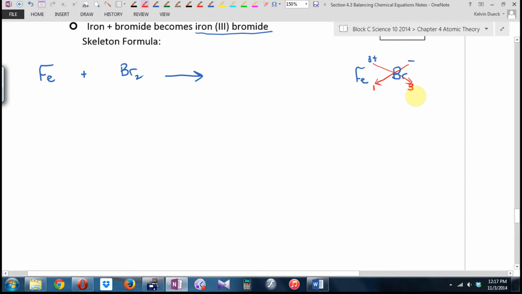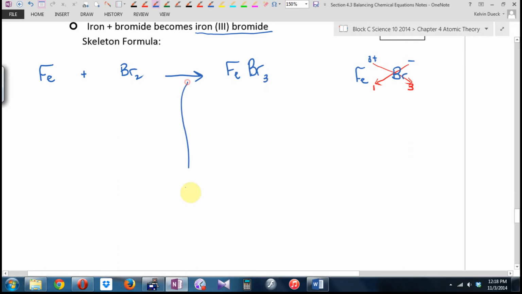So my skeleton equation for iron plus bromide becomes iron 3 bromide. What am I going to write on this side here? Fe 1. Am I going to write the 1? No. Br 3. The problem is if you can't get to that part, Sage, then you can't actually balance the equation because you've started out with the wrong equation. So this is putting everything together.